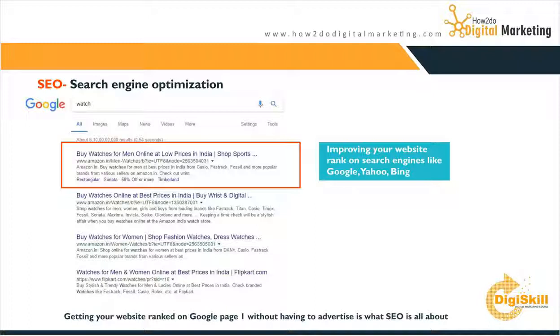The benefit is, of course, very clear. If you are on page 1, you get the highest number of traffic. If you are on page 2, you get lesser. If you are on page 3, you get even lesser. And let's face it, if you are not on the first couple of pages, there's no point at all, because you will not get any search traffic at all, or natural search traffic. So getting a website ranked on the Google page without having to advertise is what search engine optimization or SEO is all about.